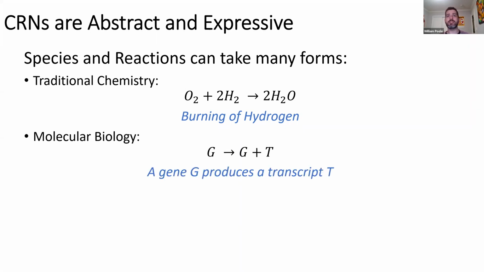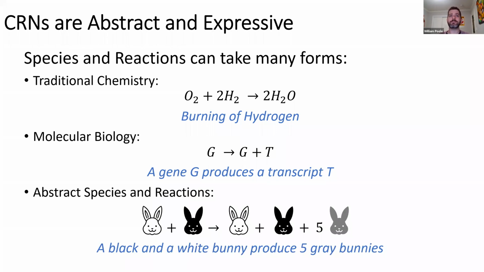In molecular biology, you might think of a chemical reaction like this, where a gene produces a gene plus a transcript. Now, this is not enumerating all of the carbon atoms or all the nucleotides even. This is a much more abstract view of what the process of transcription looks like. But in many cases, this is good enough to produce a model. And the math underlying this very simple gene goes to gene plus transcript is the same as the math you would use to model the burning of hydrogen. So that's very convenient.